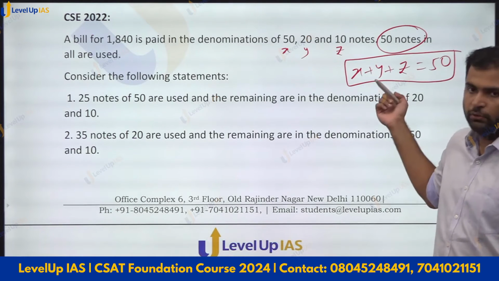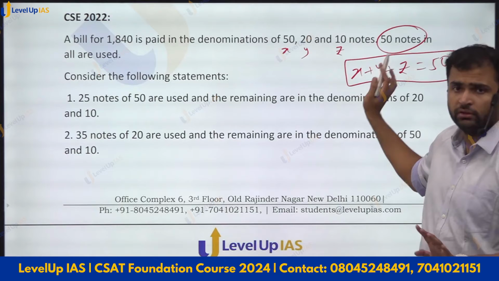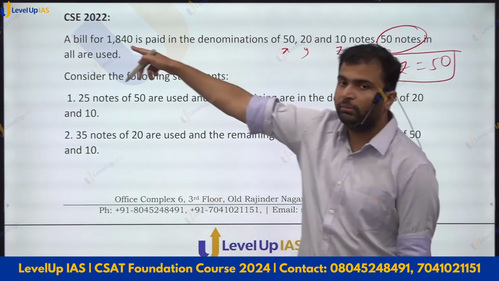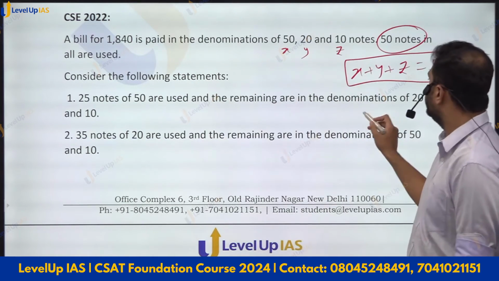Now that is one equation out of, we have 3 unknowns, na? 3 unknowns, and no, there is one more equation hidden. The total bill paid is 1840. So what do we have?